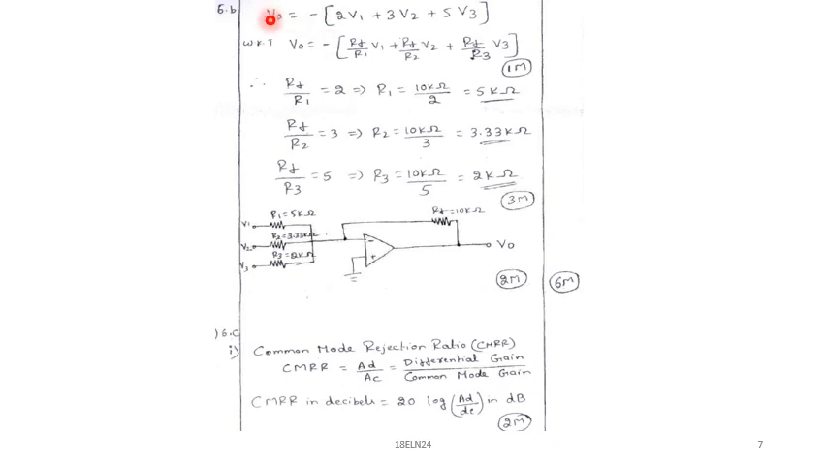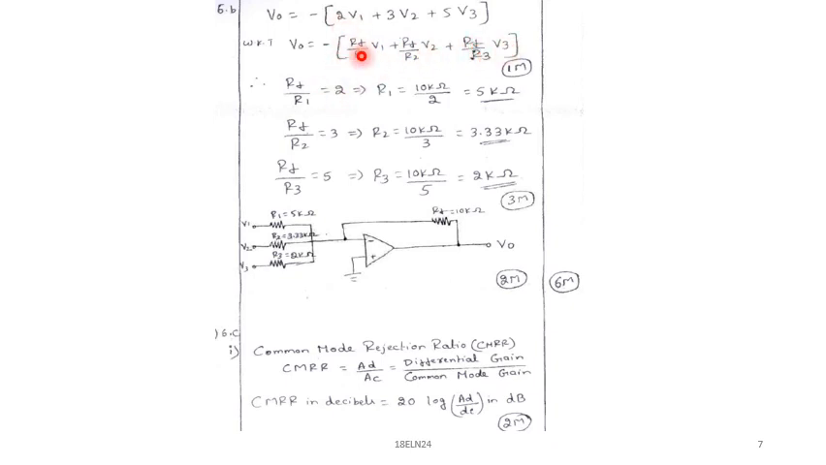The second question is here, this is a problem. V0 is equal to minus of 2 into V1 plus 3 into V2 plus 5 into V3. You know that this is a problem related to the adder circuit. You know that the expression for V0 is minus of Rf by R1 into V1 plus Rf by R2 into V2 plus Rf by R3 into V3.